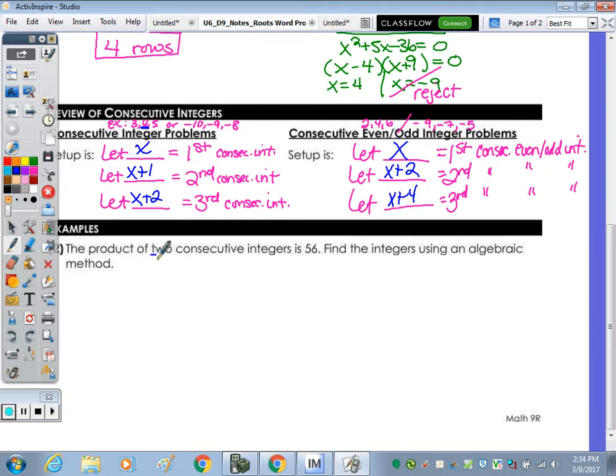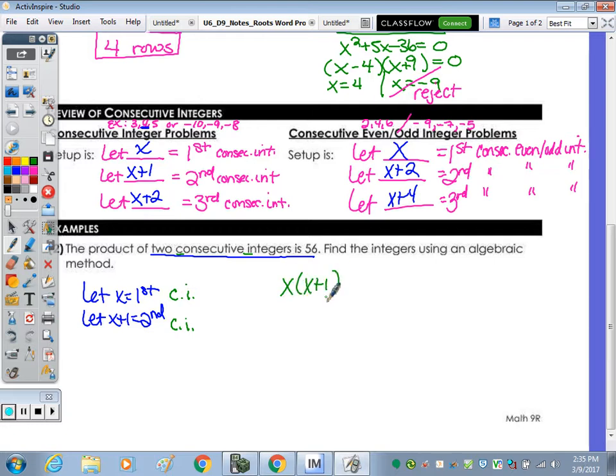So we have the product of 2 consecutive integers, so let x equal the first. And then because it's consecutive, x plus 1 is the second. I'm just going to abbreviate in our notes C and I. If it was a state test, you want to write it out. Product means you're going to multiply. So we're going to take x and multiply by x plus 1. Order doesn't matter, you can do x plus 1 times x. We just typically see the monomial in front of the binomial. And it says that product is your equal symbol, 56.